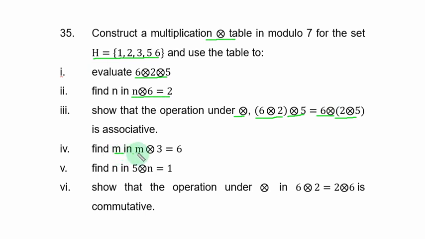Find m in m times 3 equal to 6. Find n in 5 times n equal to 1. Show that the operation under multiplication, 6 times 2 equal to 2 times 6, is commutative. Let us find out the detail to this problem.